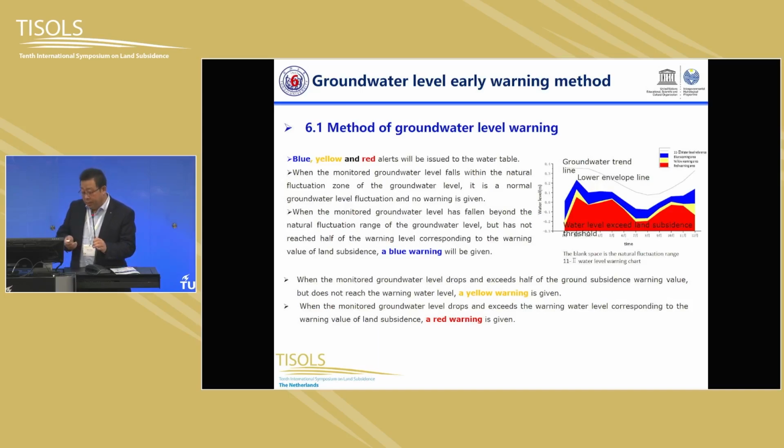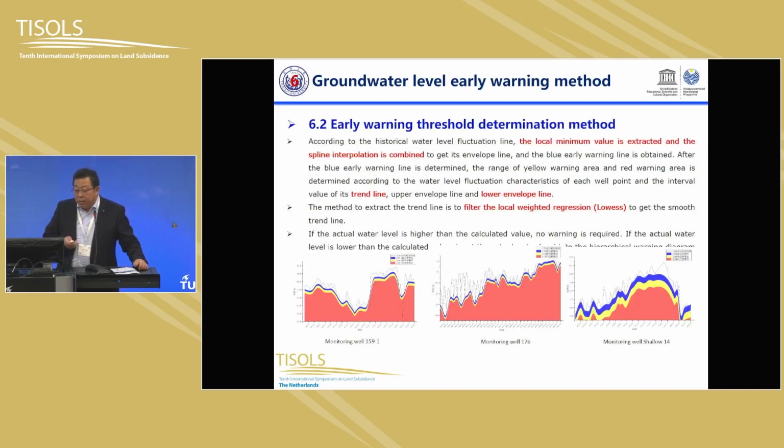So we have two warning values. The first one is the lower envelope of the groundwater fluctuation. The second one is the groundwater level corresponding to the land subsidence threshold. And the yellow one is the groundwater level that reaches 50% of the red one. So we have three pre-warnings: blue, yellow, and red. And for all the maybe 58 pumping wells, we also have the three values.